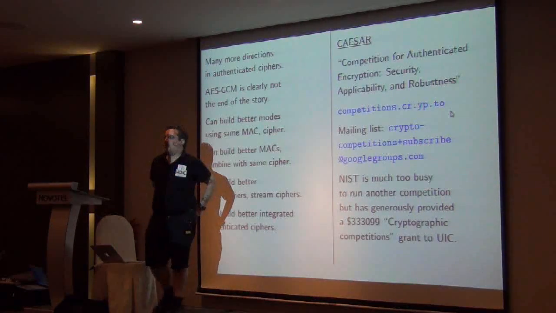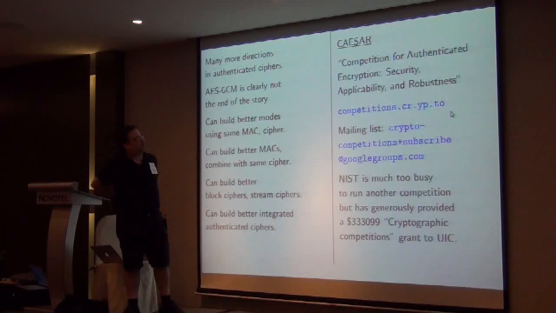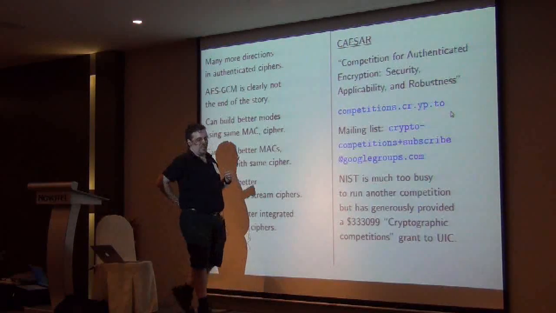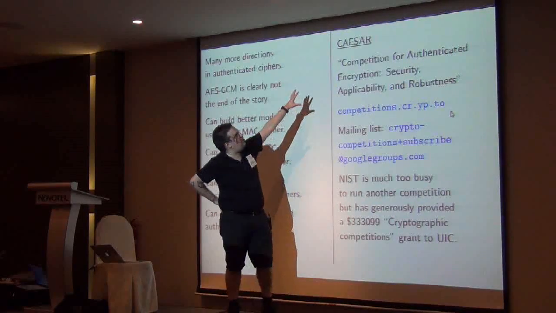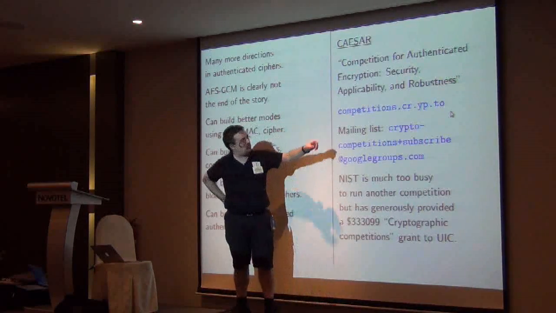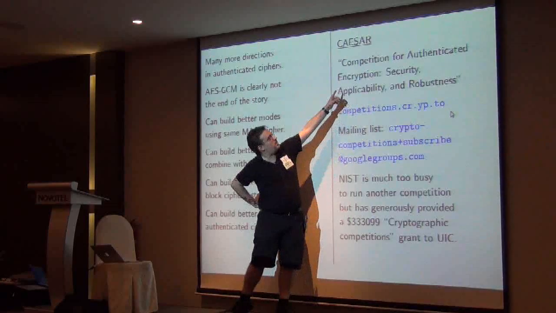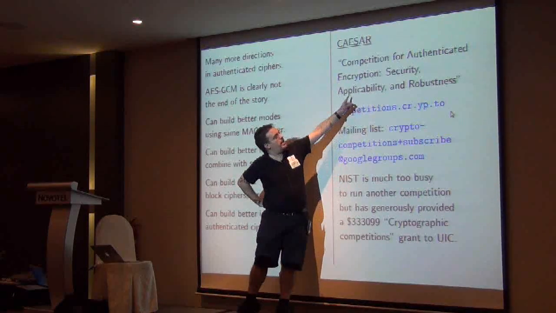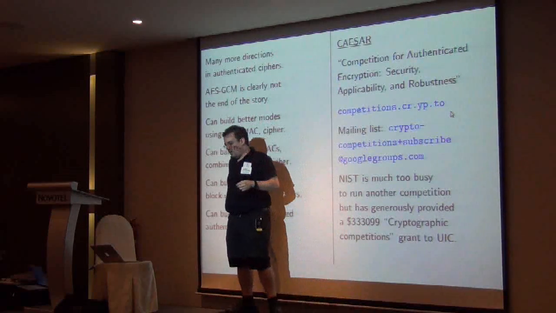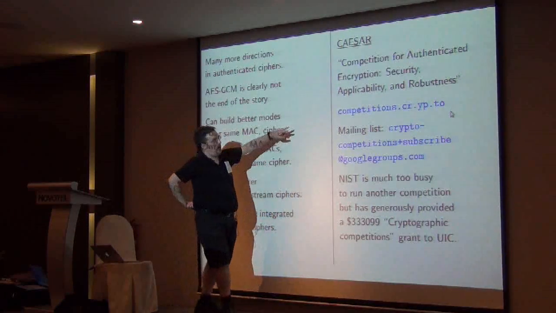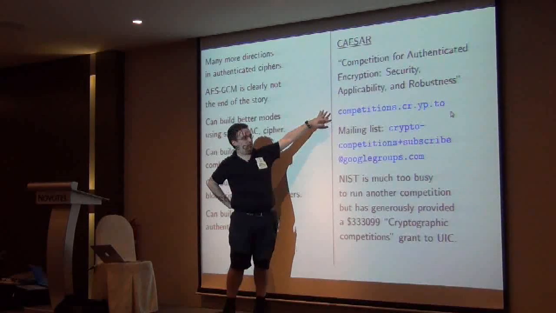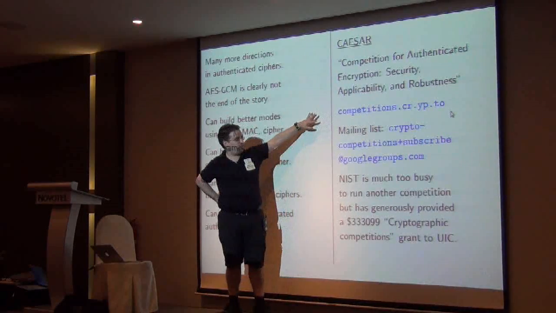If you're interested in any of these things, then some of you have heard, and in case any of you have not heard, there is a CAESAR competition coming up. So this stands for Competition for Authenticated Encryption: Security, Applicability, and Robustness. The main webpage for this is competitions.cr.yp.to, and then you see on the left side things like CAESAR and frequently asked questions and stuff like that.